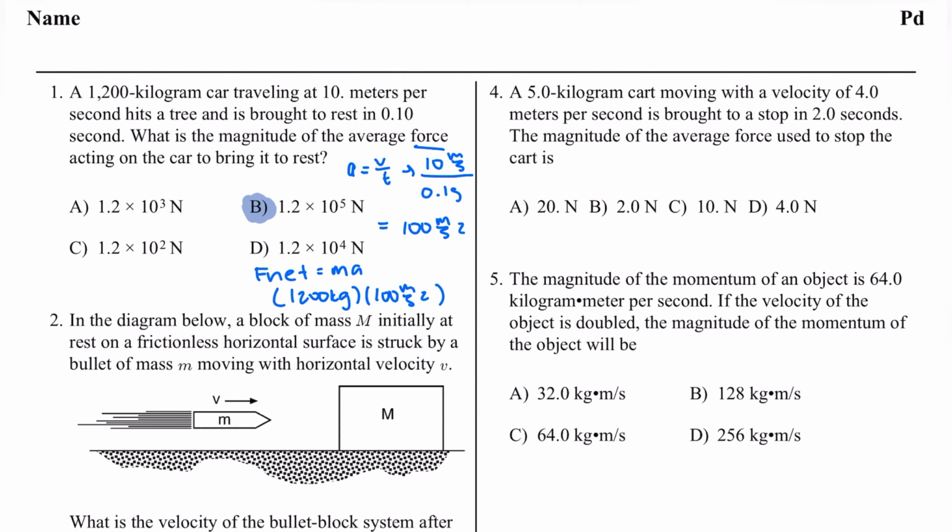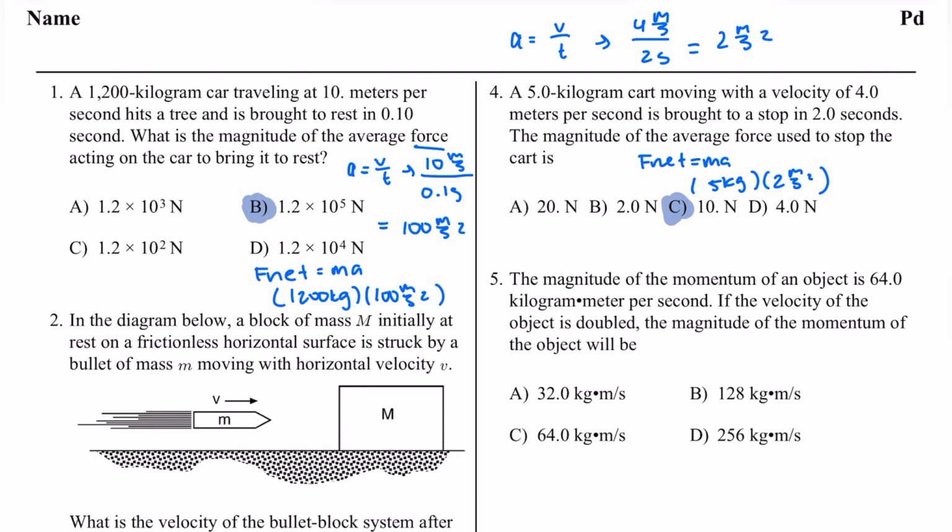Number 4. A 5 kilogram cart moving with a velocity of 4 meters per second is brought to a stop in 2 seconds. The magnitude of the average force used to stop the cart is what? So this question is similar to number 1. It's very simple. We just solve for F net. It doesn't tell us acceleration, but it tells us velocity and time. So we're going to do 4 meters per second over 2 seconds, and that's going to be 2 meters per second squared. And then F net equals ma. So 5 kilograms times 2 meters per second squared is 10 newtons.